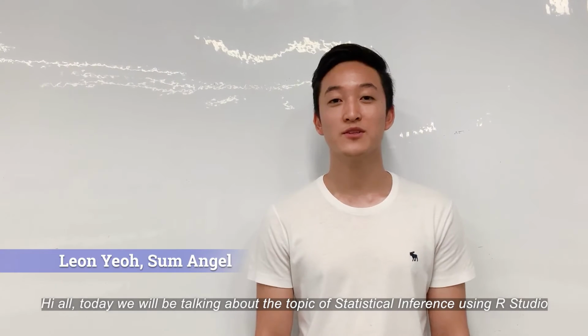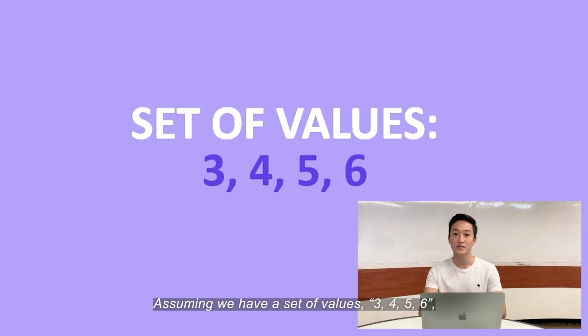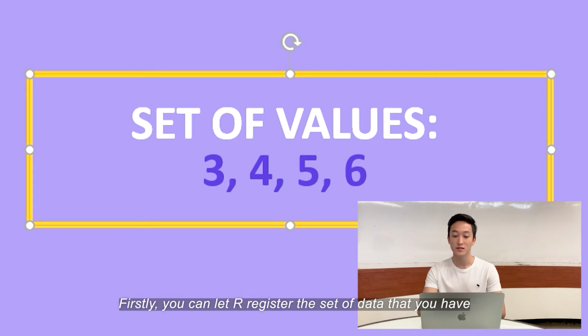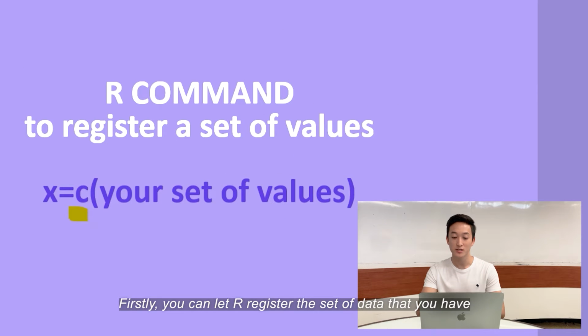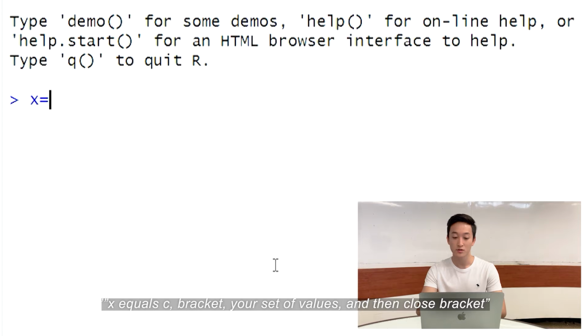Hi all, today we'll be talking about the topic of statistical inference using RStudio. Assuming you have a set of values 3, 4, 5, 6. Firstly, you can let R register a set of data that you have by using the following command. X equals c, open bracket, your set of values, and then close bracket.